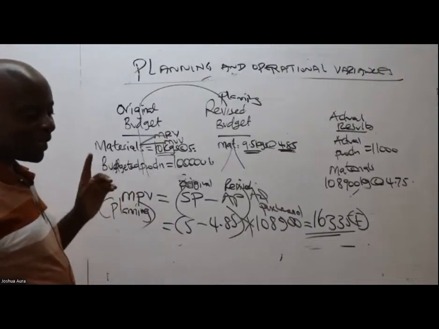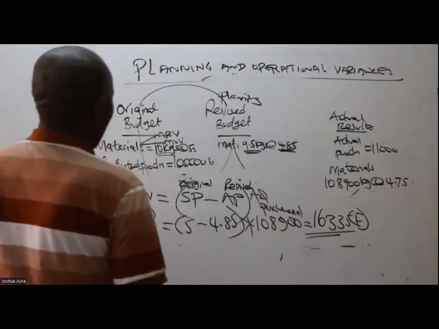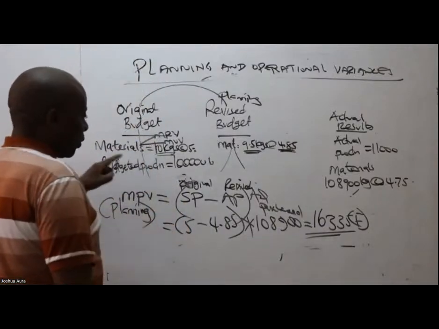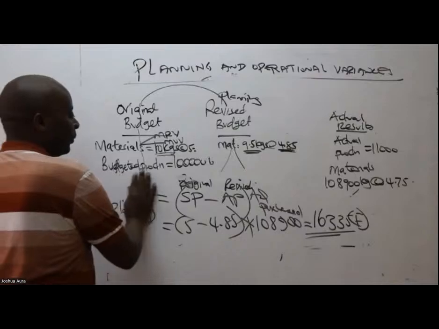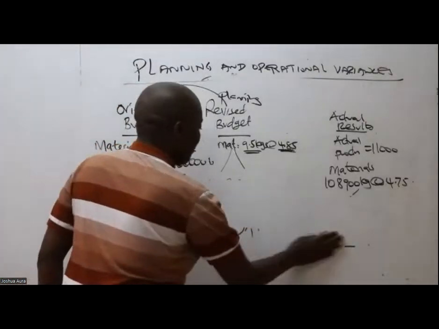Okay, I want to give you two minutes, only 2 minutes. Try to see whether you can now get the other component, which is material usage variance for planning. Let me see whether you can get this one here, material usage variance planning.